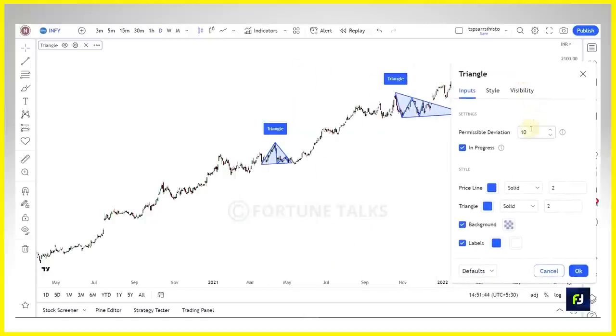So if you reduce the permissible deviation to, let's say, 0 or even 5, then the number of triangle patterns displayed by the indicator reduces. And if you increase the deviation to, let's say, 25 or 40, then the number of patterns displayed will be more, but some of them will be inaccurate. So either stay with the default value or just play with the numbers and see what works best for you.